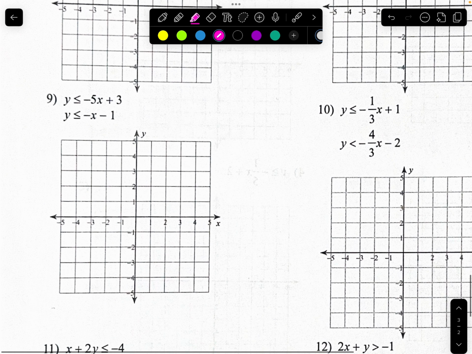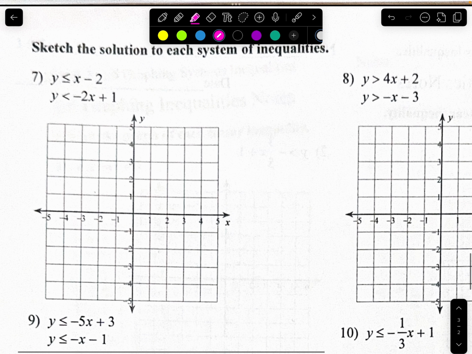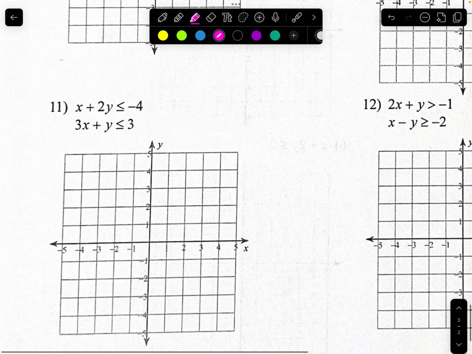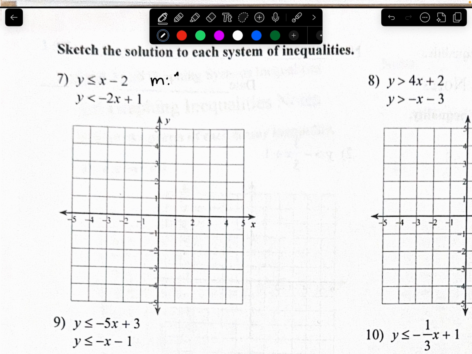So now the back side is just 2 at a time. I'll do 1, I'll do 2, I'll do 7 and 11 for you guys, but most of it will be done by you. Once you guys finish this, you guys will have to finish your study guide.